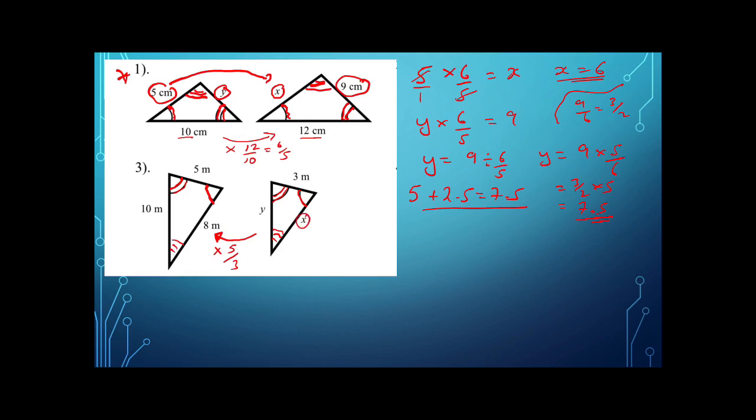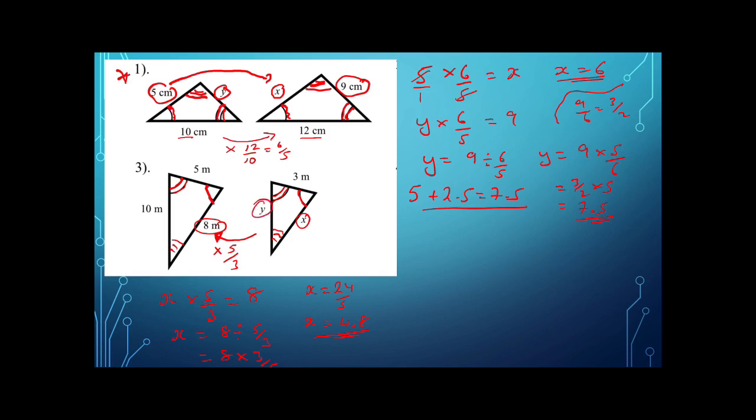Okay, we've been asked to find x, and we know that the biggest side is 8, so we can say that x times 5 over 3 must give us 8, which if we divide by 5 over 3, which is the same as multiplying by 3/5, and that there is, so x is 24 over 5, and that is 4.8.